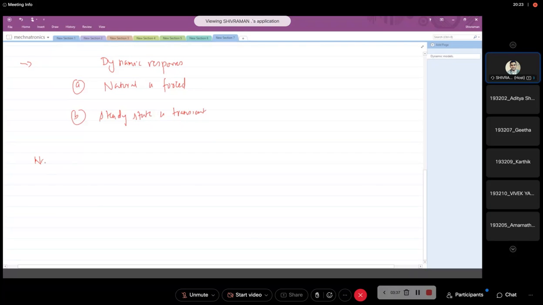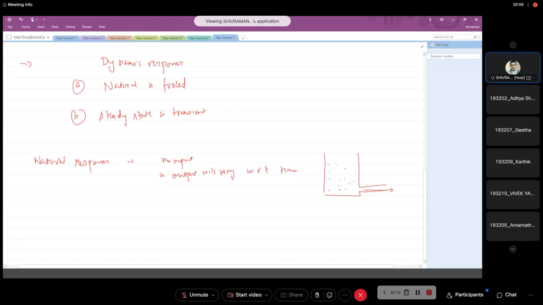So first, what is natural response? In natural response, there is no input and the output will vary with respect to time. So let's have an example. You have a container with a hole at the bottom, and it is filled with any liquid or water, let's say.